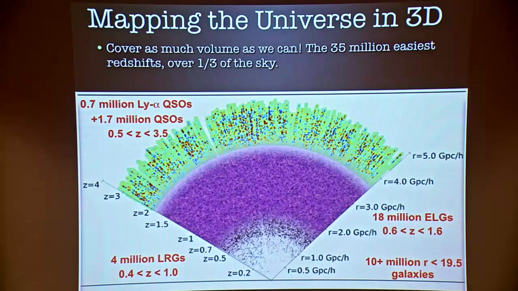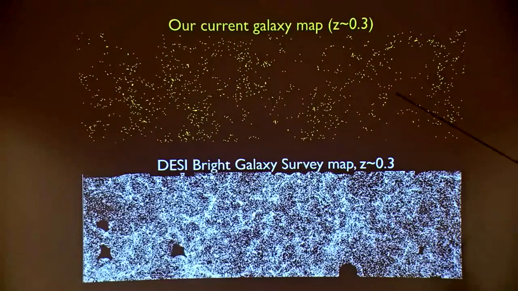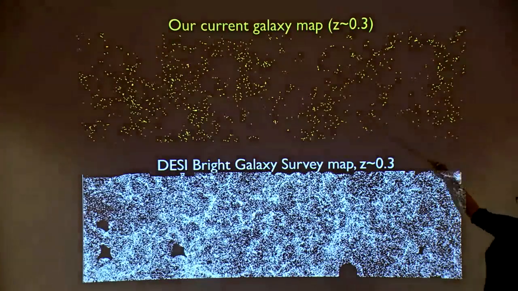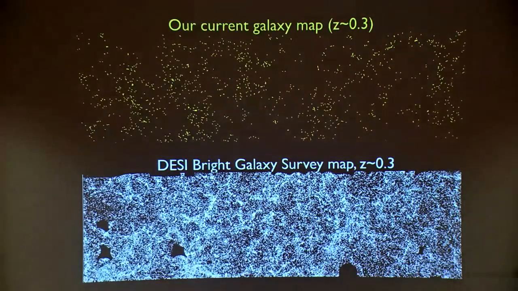Making this 3D map. And to give you a sense of how much of an improvement it is, this is what our current galaxy map looks like at a given redshift. Okay, these are the galaxies that we've measured, and this is what this will look like when we do this with DESI, and this is just in the nearby universe. These spots are just stars. These are stars in the way, and so you can't measure all the galaxies behind them.